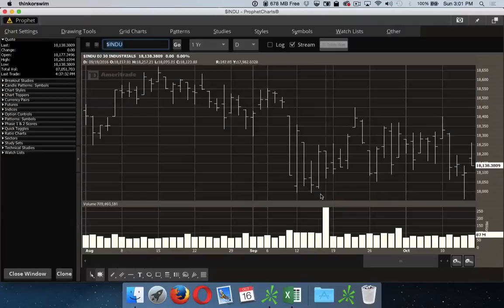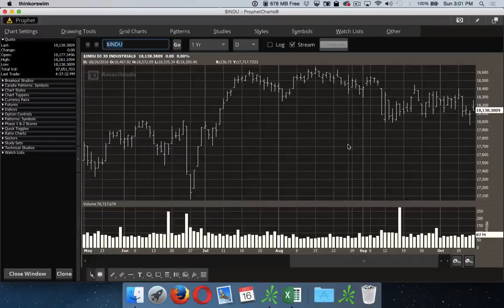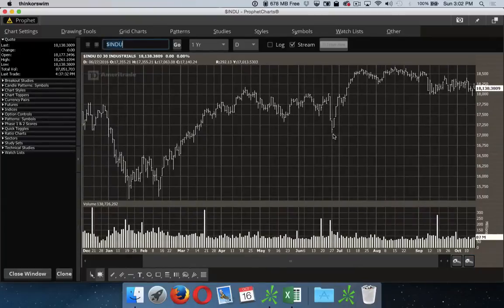And the most logical place for them to decline to is down through some old lows. So let me just zoom out here for a second. Some of those old lows are all the way down here to 17,100, way down here where Brexit was going back.